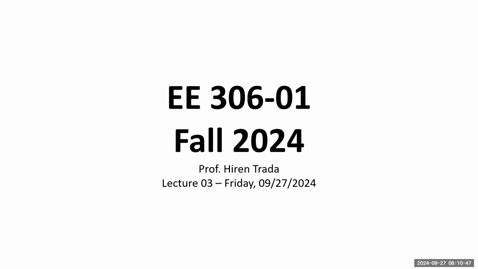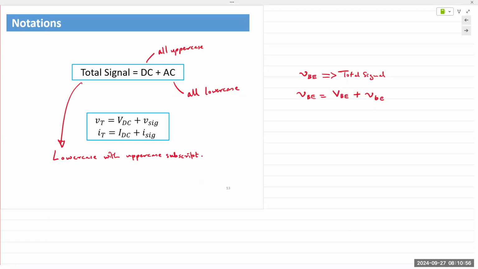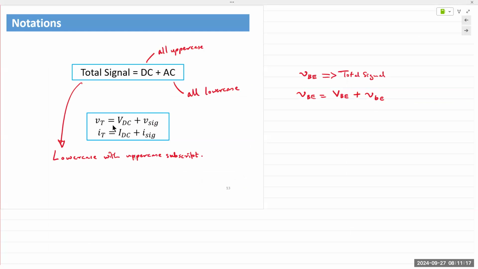Okay, so we stopped here, right? Notations. AC and DC signals. Just to recap, if it's all uppercase, all capital letters, it's DC. If it's all lowercase, it's AC. And if it's a mix, lowercase notation and uppercase subscript, then it is an AC signal plus a DC component. That gives it the total signal.